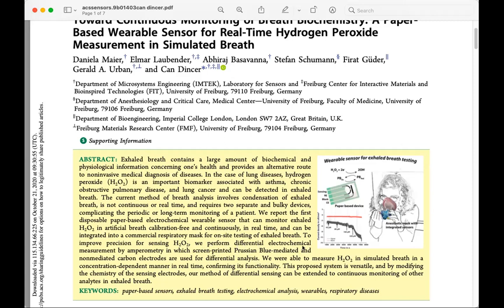All right, so now this is the method. We perform differential electrochemical measurement by amperometry, blah, blah, blah. So this is in short the methods that he used. And he actually didn't put figures and numbers. We were able to measure peroxide in simulated breath in a concentration dependent manner, blah, blah, blah. So this is the results. And then this is the conclusion. This proposed system is versatile, and by modifying the chemistry, our method of differential sensing can be extended to continuous monitoring of other analytes in exhaled breath.